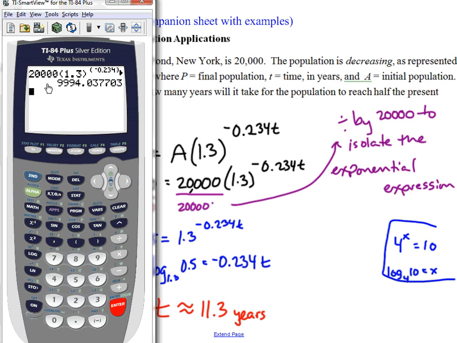Well, not quite, but it's darn close. And we can accept that answer. So I'm happy with 11.3.